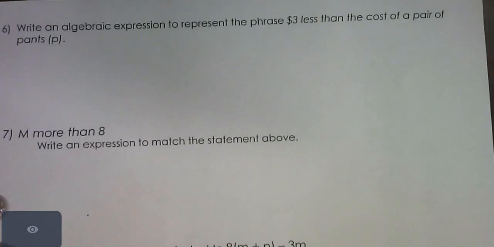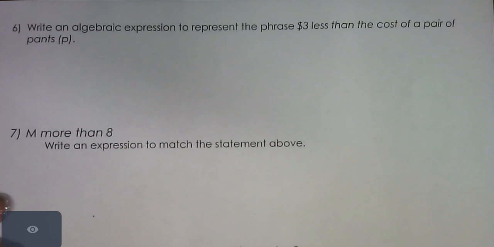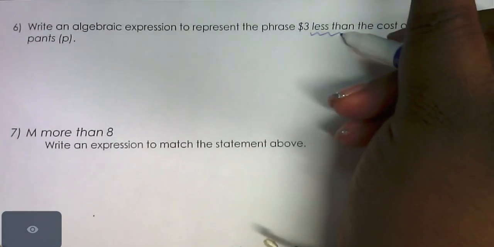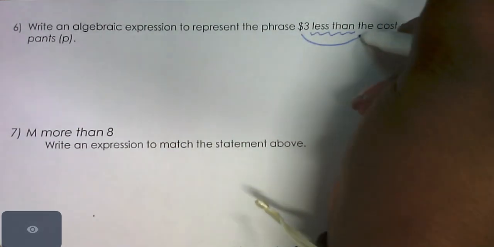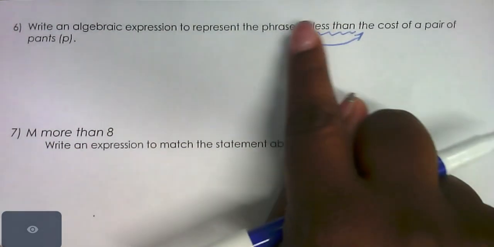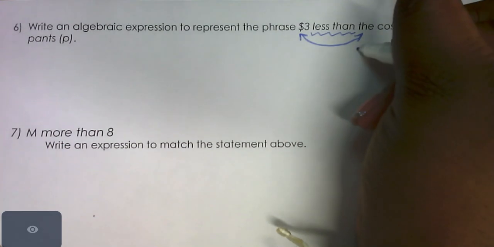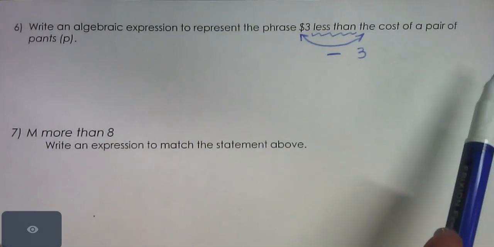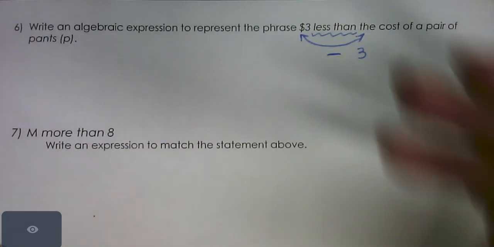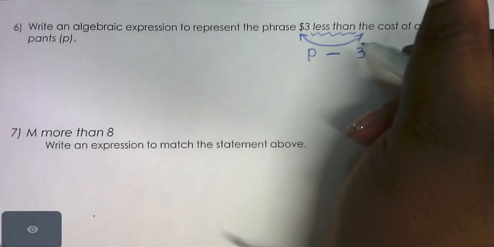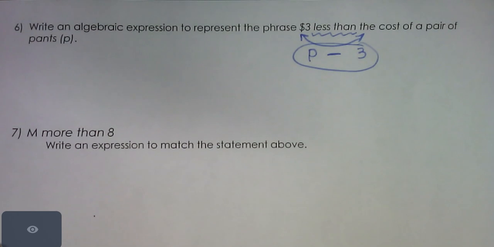Number 6, write an algebraic expression to represent the phrase 3 less than the cost of a pair of pants P. So I see a phrase here, less than, and we know that less than is another joker phrase. So that means whatever is going to happen, I have my 3 here, but it's going to become over here. And I know that less than is subtraction. And it says less than what? The cost of a pair of pants, P. So we don't know the cost of the pair, so we are just using P as our variable there. So P minus 3 is the answer.